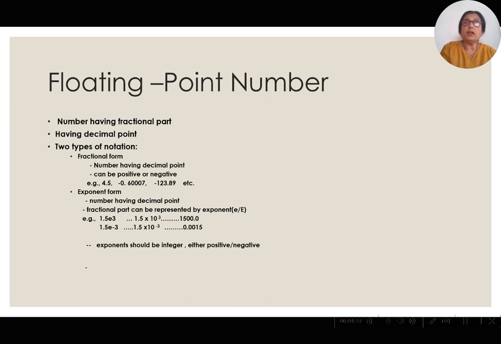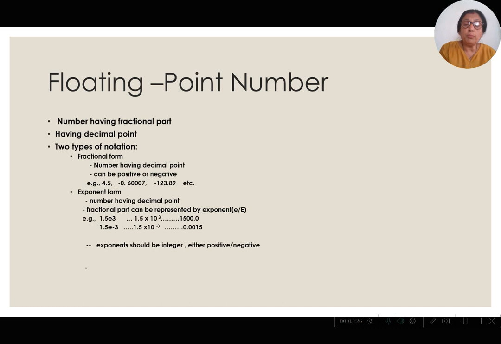It can be given in fractional form, or you can give it in exponent form. A number having a decimal point has to be written with the decimal point. It can be positive or negative. So 4.5, minus 0.6007, minus 123.89, 0.0, 0.4, 4.0, these are all floating point numbers in fractional form. What is the exponent form?